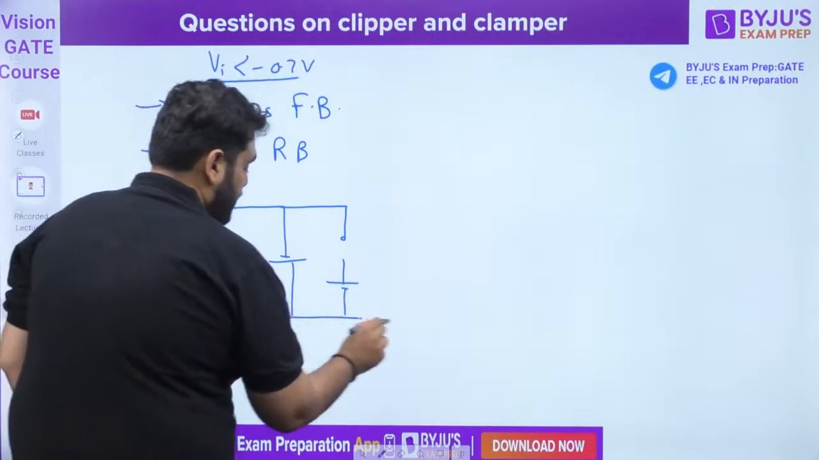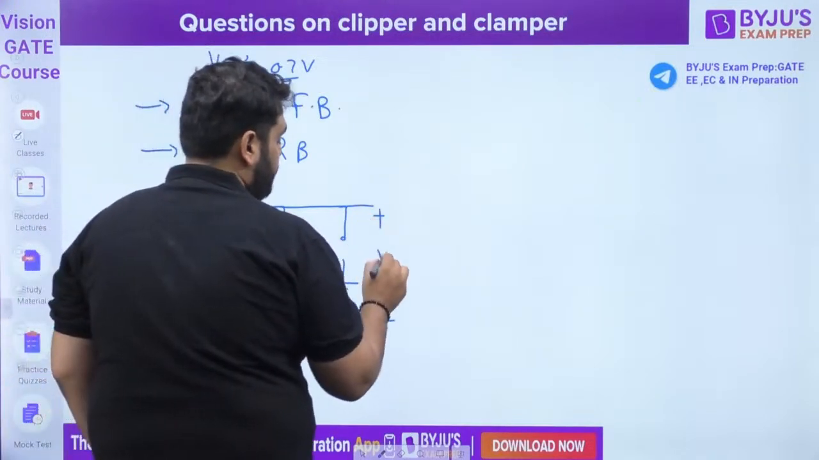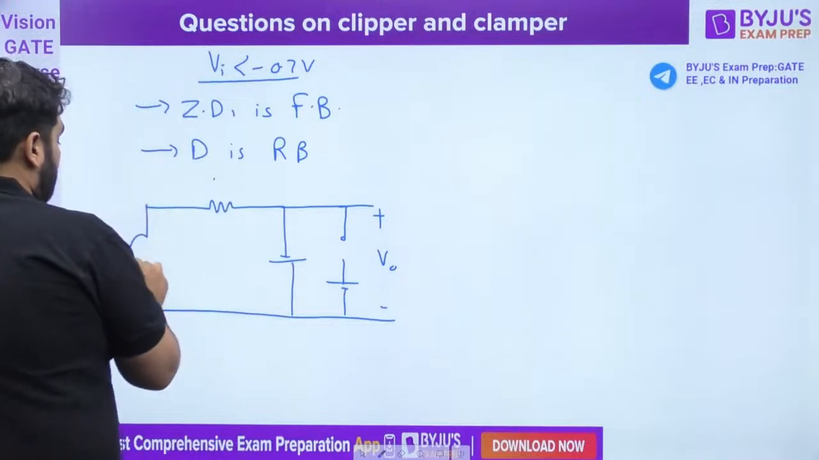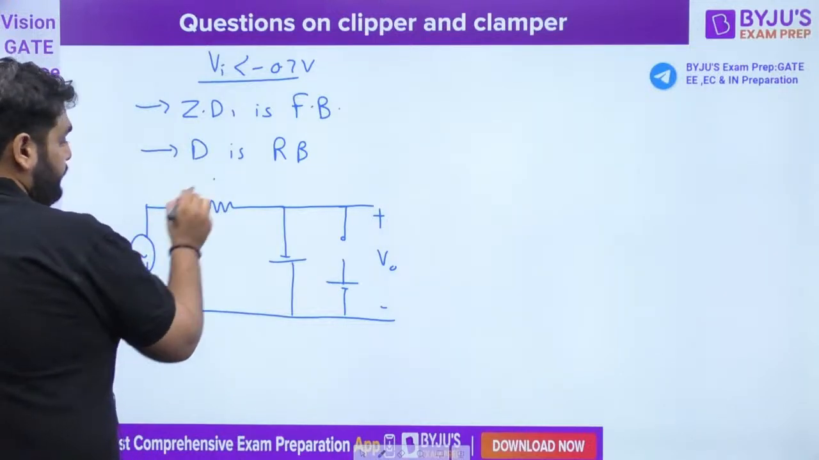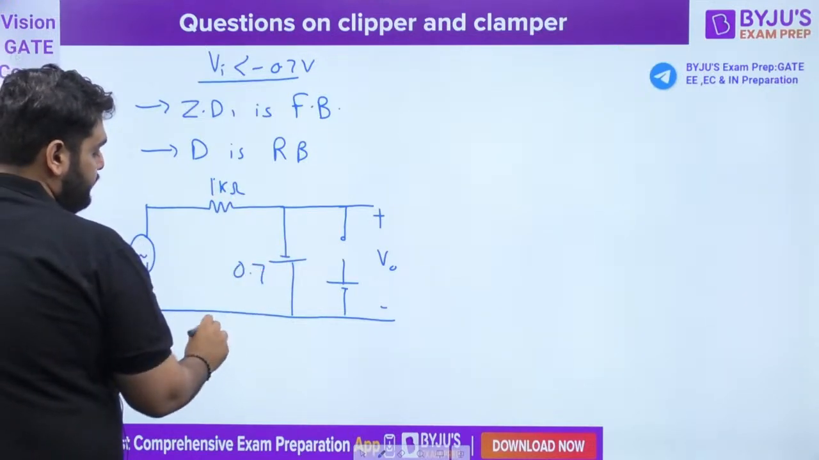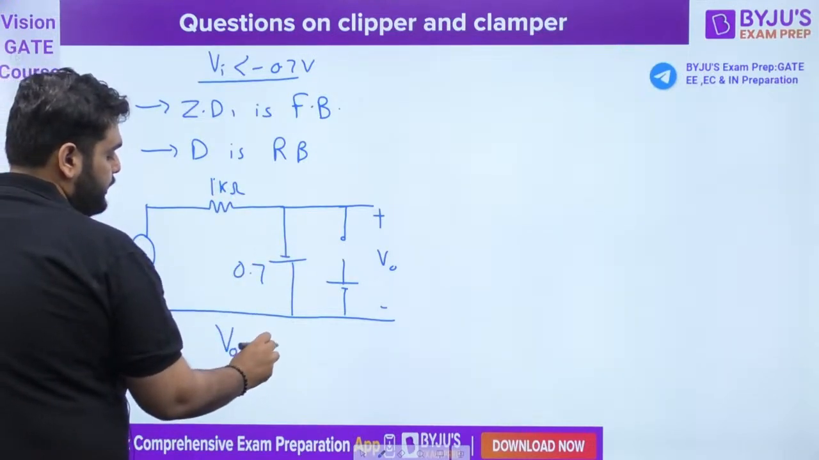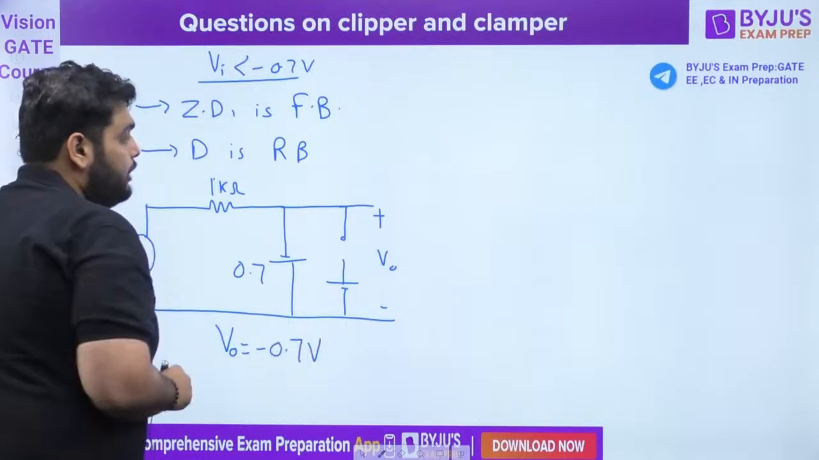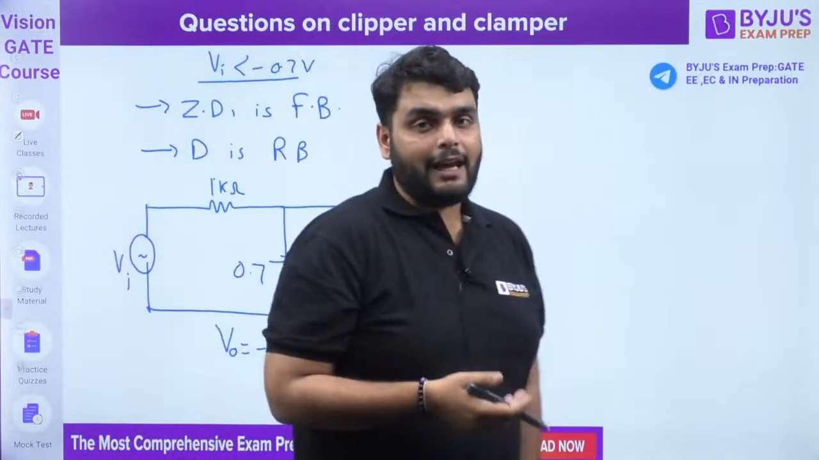Here also. Now, can you find out what is the output voltage here? Tell me. Output voltage is nothing but equal to minus 0.7. Output voltage is minus 0.7 volt. So in this way, we can do the complete analysis here.